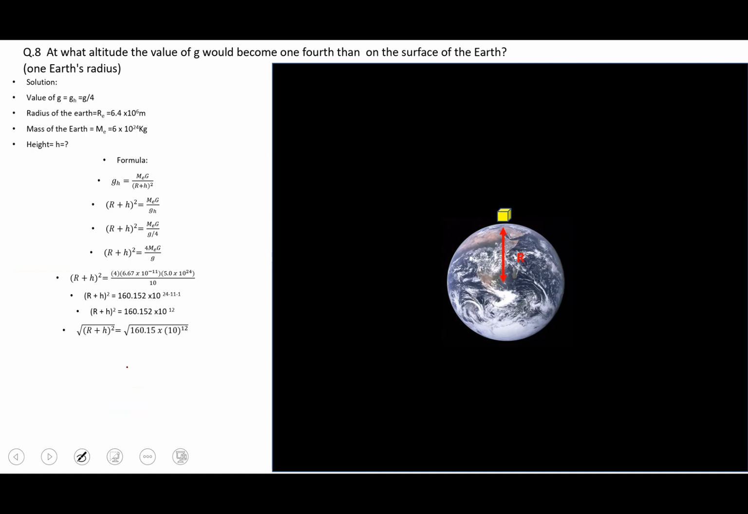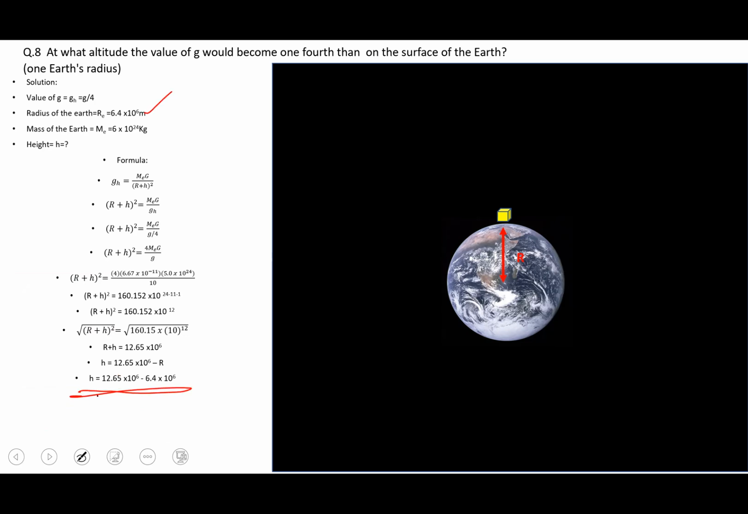So taking under root on both sides to cut down the square, this square will cancel out with this under root. R plus H is equal to under root 160.15 into 10 to the power 12. R plus H is equal to 12.65 into 10 to the power 6. We have to find the value of H because we already know the value of R. So H will be equal to 12.65 into 10 to the power 6 minus R, and we know the value of R, which is 6.4 into 10 to the power 6, written over here.